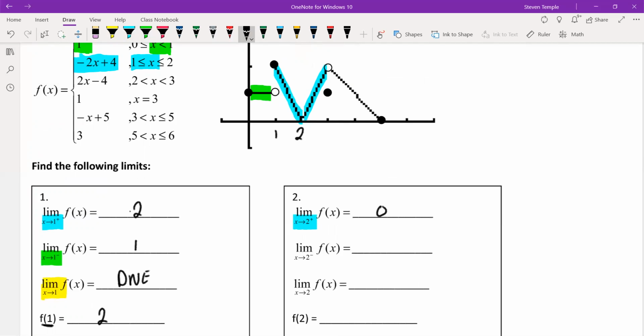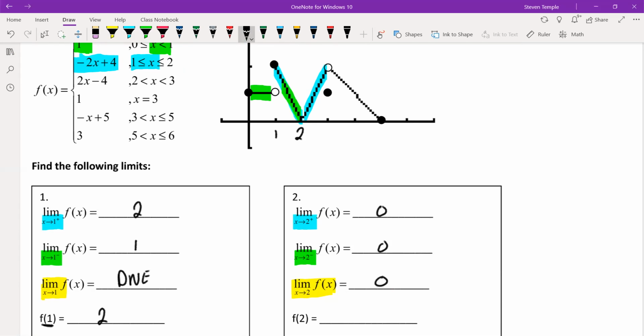Left side of 2 is approaching a y value of 0. So now I'm asking for the whole limit. The limit as x approaches 2 overall. Well, because the right side is 0 and the left side of 2 is approaching 0, then that means the limit does exist, and that means the y value is 0.